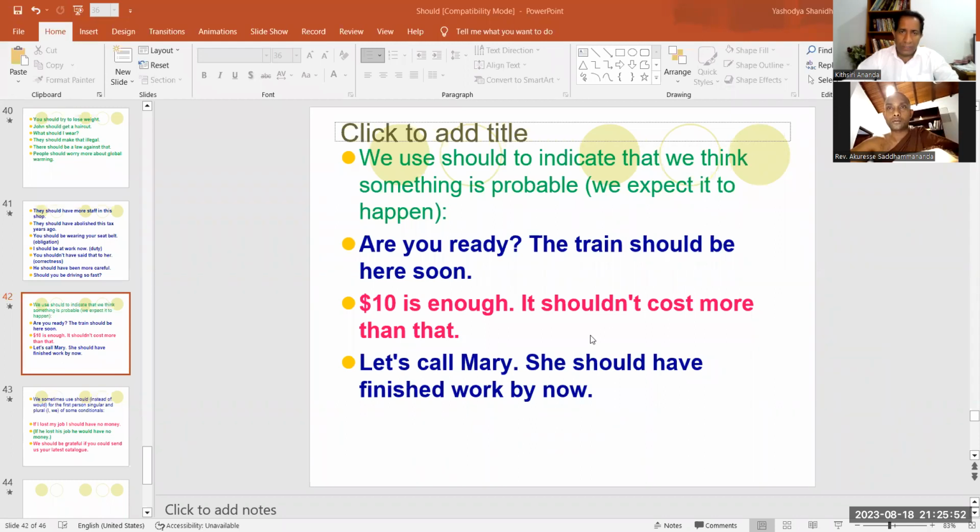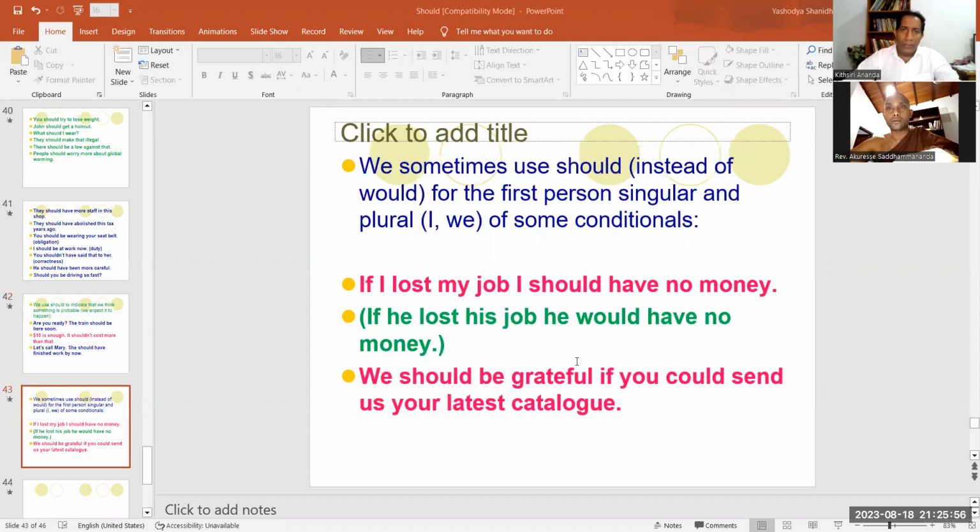You can see these examples in the record and take them down.